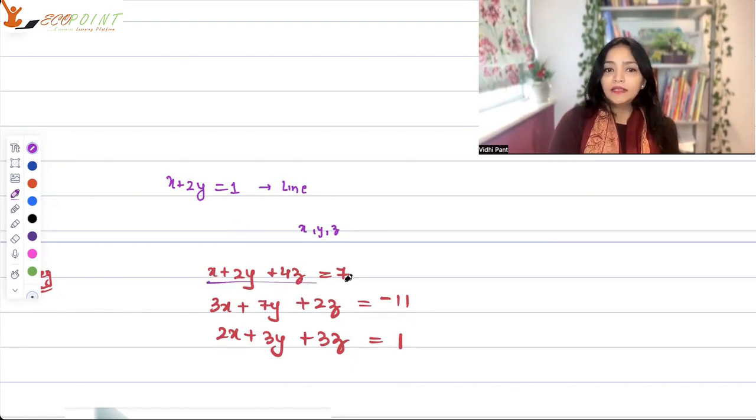And anything linear, a linear equation that is in three variables, that will give you a plane. So we have three equations: x + 2y + 4z = 7, 3x + 7y + 2z = -11, 2x + 3y + 3z = 1.